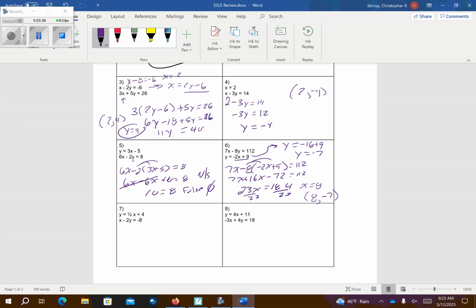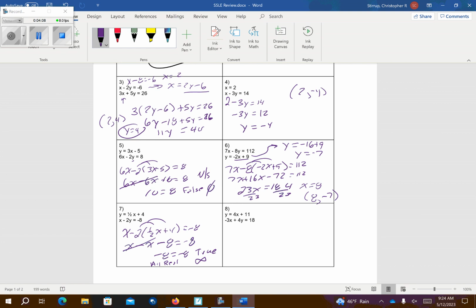For this one, I can plug the 1/2 in for the y, so I'm going to get x minus 2 times 1/2 x plus 4 equals negative 8. Distribute the negative 2 over the parentheses, so that's going to give me negative x, and that's going to give me negative 8 equals negative 8. The x's cancel out, so negative 8 equals negative 8. And that's true. So that means it's infinite solutions or all real solutions. One of the two of those might be the answer.